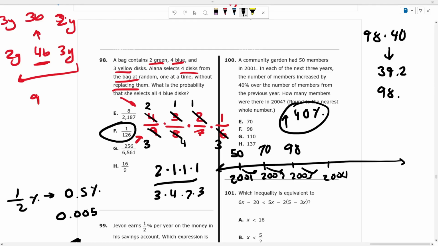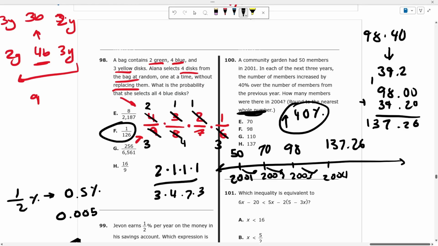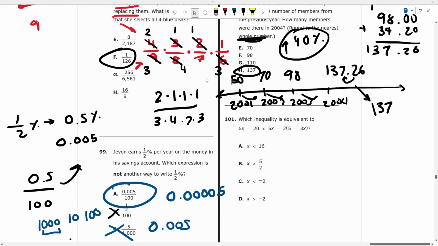So you know that 98.00 plus 39.20 is equal to 137.20 members. Now they're asking you to round your answer to the nearest whole number. So you're rounding this to the 7. Because 2 is less than 5, this rounds down to 137 members. So choice H.